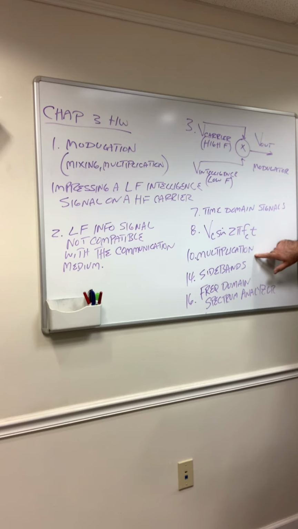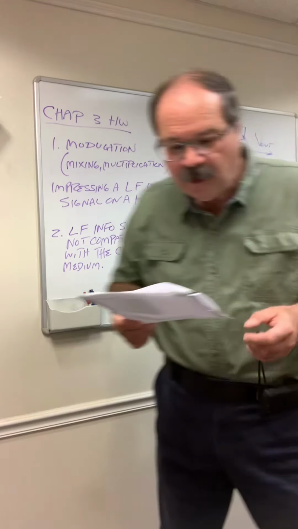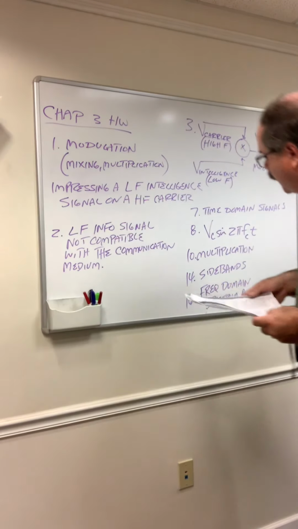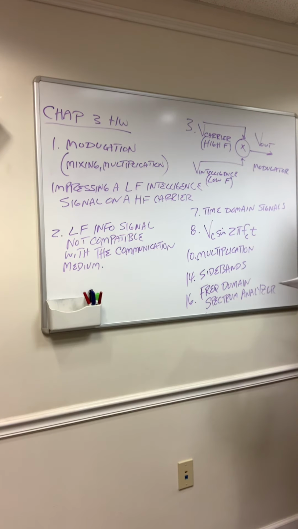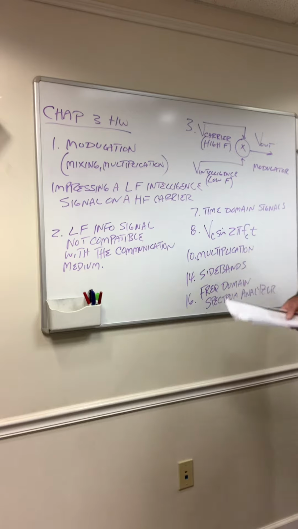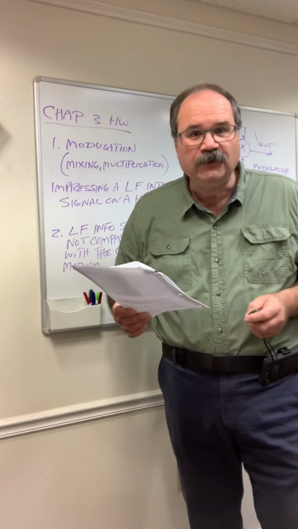Modulation performs a multiplication operation of two analog signals. And again, please remember, modulation can be referred to as multiplication or mixing. Question 14, what is the name given to the new signals generated by the modulation process? These are called the sidebands, and we have a lower sideband and an upper sideband produced for amplitude modulation.